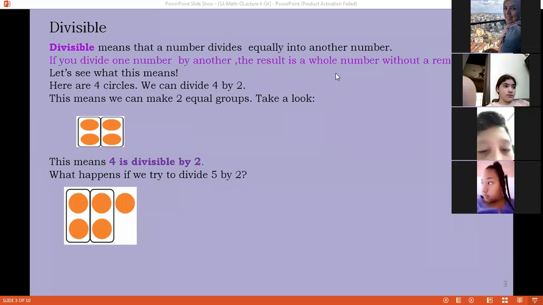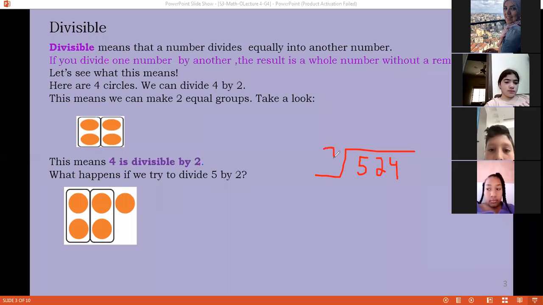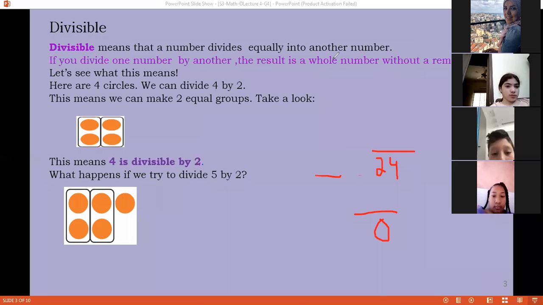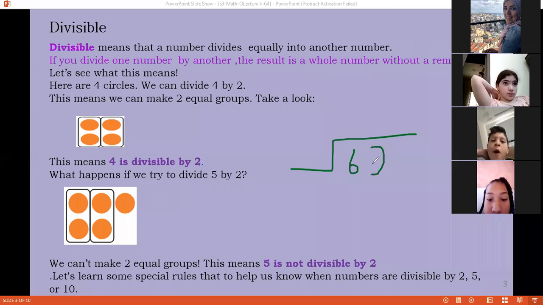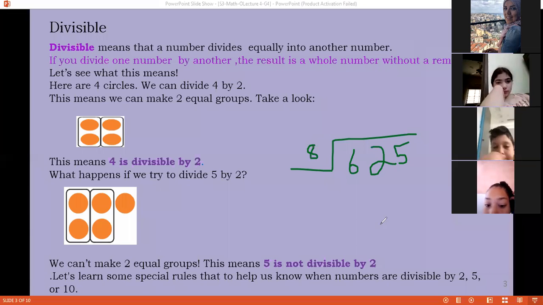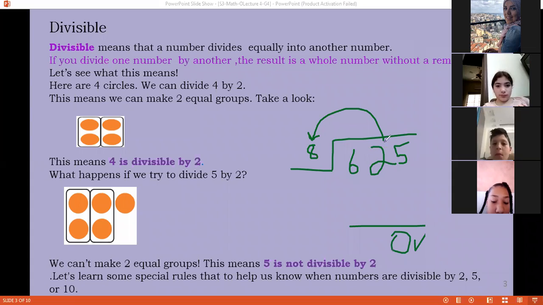So starting from now on, if I'm dividing, for example, 524 by 2, and I get a remainder of 0, that means we can say that 524 is divisible by 2. Or for example, if I have 625 and I'm dividing it by 8, and I get 0 as a remainder, we say that 625 is divisible by 8. So every time I have 0 as a remainder, then the dividend is divisible by the divisor.